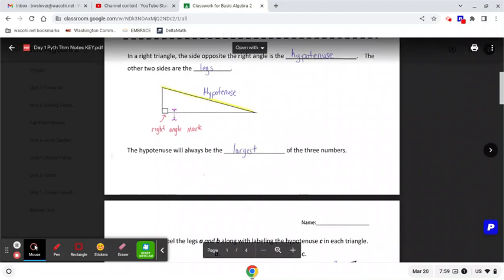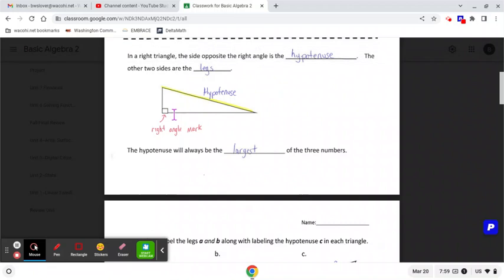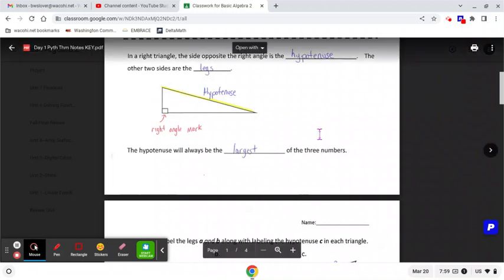This is saying that the hypotenuse, or the side opposite or across from the right angle, is the hypotenuse. The other two are the legs. So one way to think about this is the legs are the 2 sides that are attached to the right angle. The hypotenuse is not. I highlighted the hypotenuse. It's on the other side of the triangle.